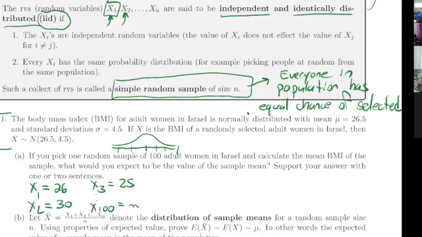Let's imagine we pick 100 women from this population, and we want to calculate the mean out of all of these 100 women. What would your best guess be? What do you think the mean BMI would be for these 100 women?